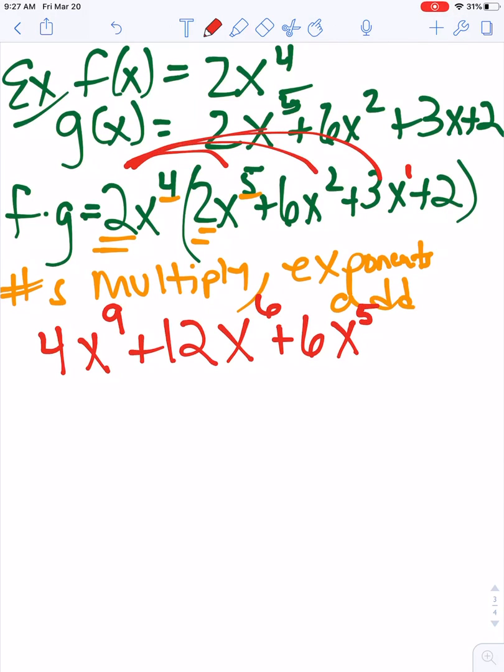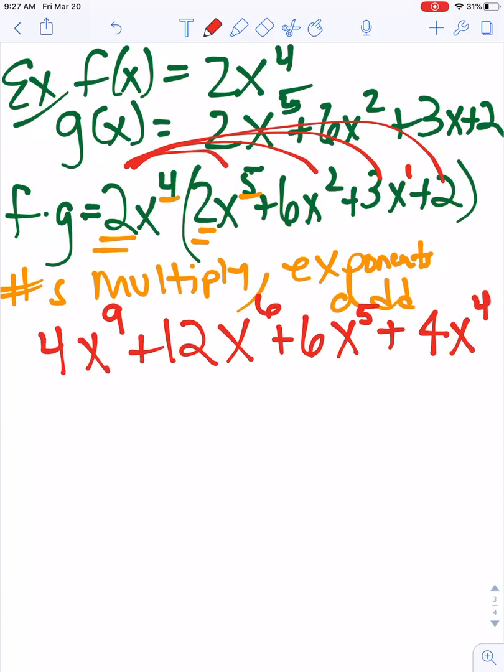So when we distribute that, x to the 4 plus 1 gets us x to the 5. And last but not least, we have 2x to the 4th times 2. 2 times 2 is 4. X to the 4 times 1 gets us x to the 4. So you are left with 4x to the 9th plus 12x to the 6th plus 6x to the 5 plus 4x to the 4th.